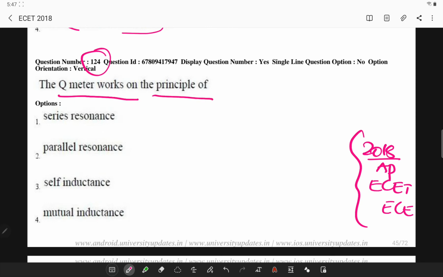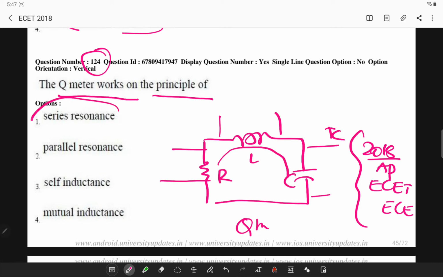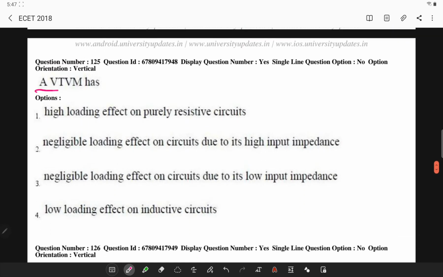The Q meter works on the principle of... as in the last year's question paper also we have discussed a similar concept. If you remember, this is the circuit of a Q meter in which you have resistances, terminals T1 and T2, and also a tuning capacitor in parallel. Here the elements resistor, inductor, capacitor are connected in series, therefore the Q meter works on the principle of series resonance.